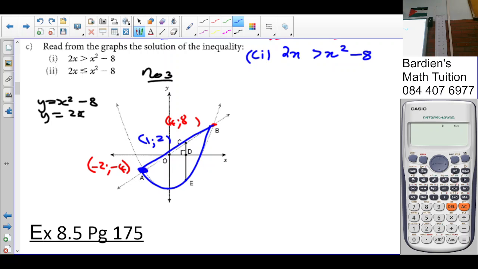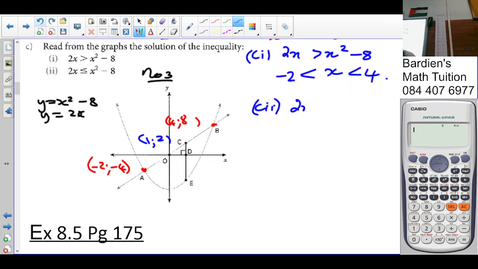From x is equal to negative 2, all the way to x is equal to 4. Is that a continuous solution or is the solution apart? It's a continuous solution. Okay, it's together. Not so? So we write it together. X is then greater than minus 2, but x is also less than 4. We look at C2. C2 is just basically the other way around.